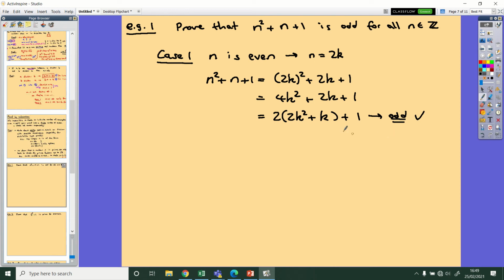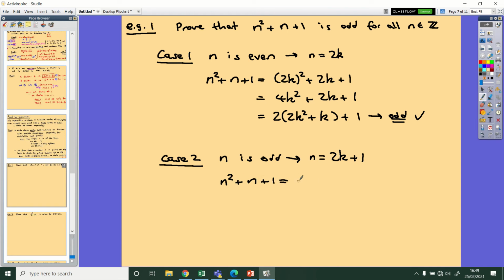I've now got to do it with case 2 where n is odd, and then we're finished because together we've covered all integers because all integers are either even or odd. Okay, so I'll whiz through this and it's going to be very similar. N is odd. That means that n can be written as 2k plus 1. You can use minus 1 if you want, but I tend to stick to 2k plus 1.